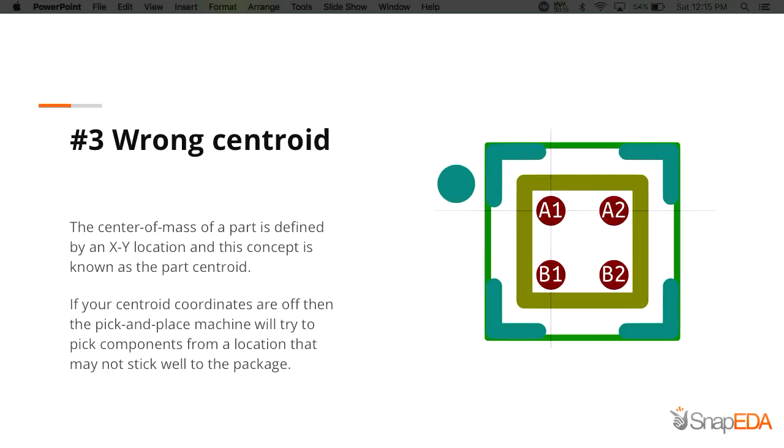This is actually a very interesting issue because you need to make sure that your centroid is defined at the center of mass of a part. But I have up here that some companies actually define their centroid at pin 1. However, I will say that having your centroid at the center of mass helps to balance the component during the pick and place operation. So I think it's a good practice to follow in general.